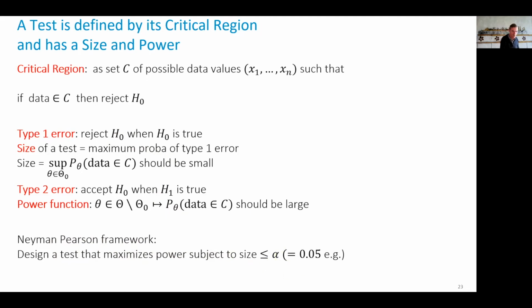Most tests that we will see are called uniformly most powerful. They are tests that have the property that, for a given size, there is no other test that has a better power function. This is a very weak statement about the optimality of the test, but that's the only one that is practically possible for many tests.